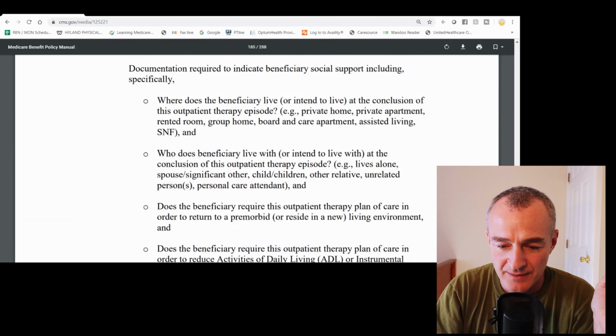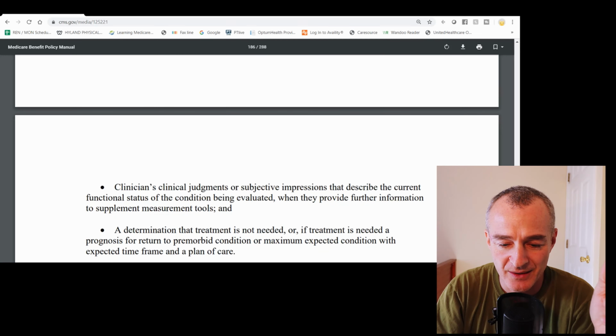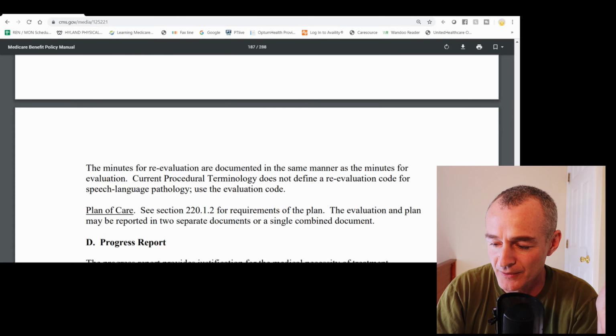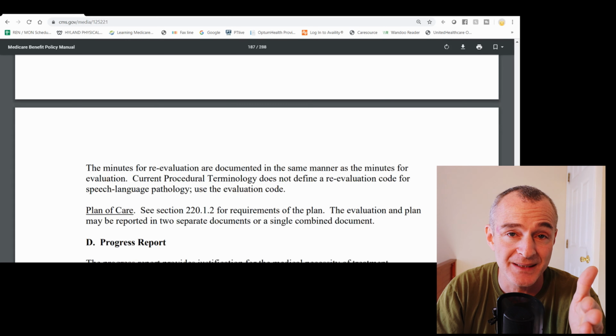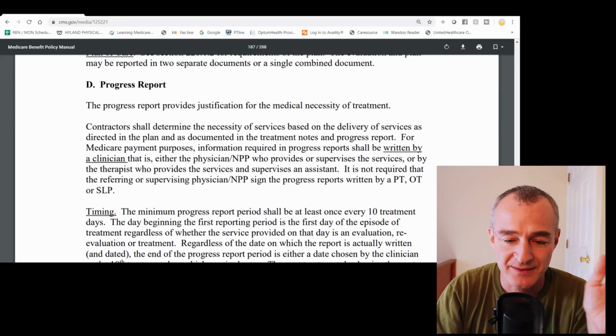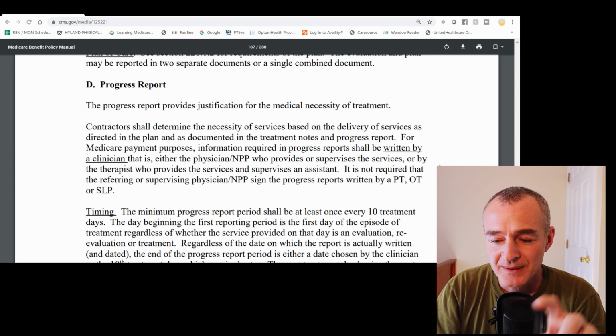This is all about evaluation. In the course, we have checklists to make sure you don't miss any of the required components in the documentation for an evaluation and a plan of care. We also have a checklist for the progress note. So let's take a look at this.